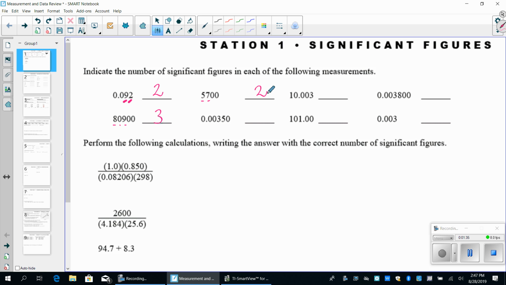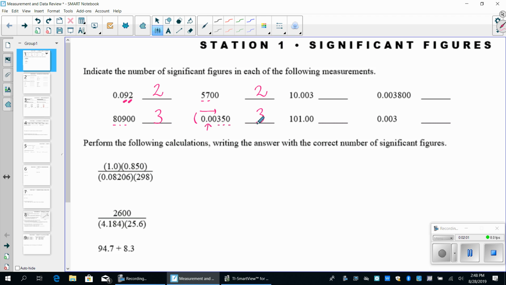Now, looking at the Atlantic Pacific rule, if that's something that you use, 0.00350, you have a decimal place present here. So you're going to go to the Pacific side and work your way in. When you get to your first non-zero digit, which is the 3, you count that and everything after. So this one has 3 significant figures.